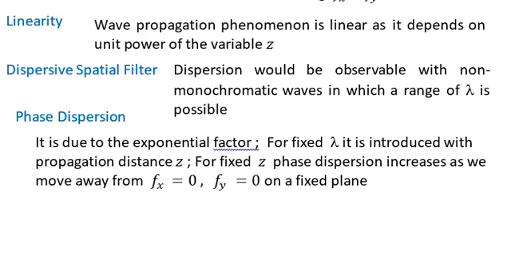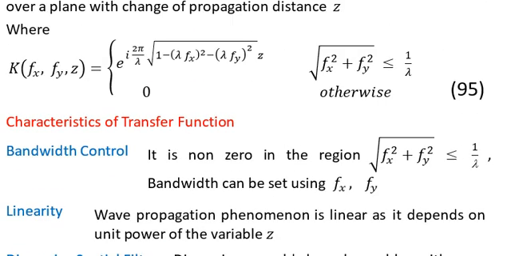Phase dispersion. It is due to the exponential factor. For fixed lambda, it is introduced with the propagation distance z. For fixed z, phase dispersion increases as we move away from fx equal to 0, fy equal to 0 on the fixed plane. So you see that our phase dispersion will come out due to this factor, that is the square root of this one and iota 2 pi over lambda, then the square root term, and then of course z.